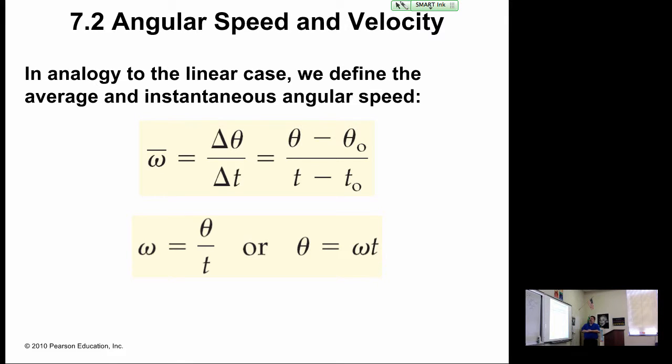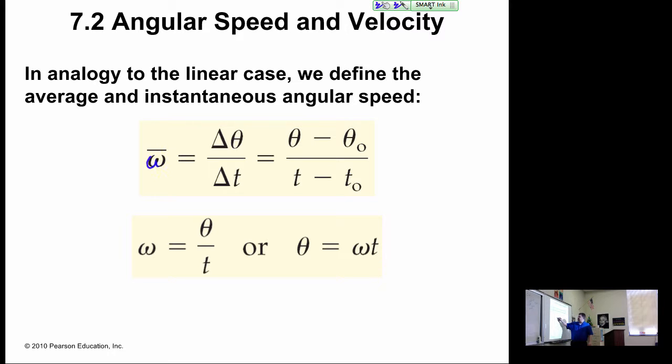All right, so angular speed and velocity are just like speed and velocity in a linear sense, except now we're going to travel around a circular path. And since we're traveling around a circular path, since we're traveling along an arc, the arc is the length. And that arc has a relationship to the radius of the circle and to the angle of the circle. So we can define the average and instantaneous angular speed by this.